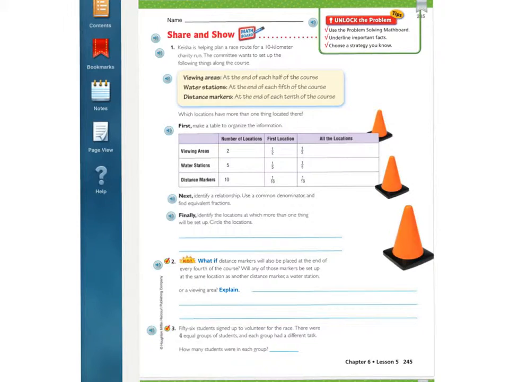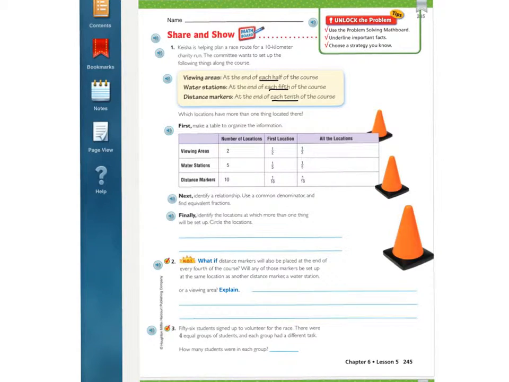Sharon's show. Keisha is helping plan a race route for a 10-kilometer charity run. The committee wants to set up the following things along the course. Viewing areas at the end of each half of the course. There will be water stations at the end of each fifth of the course, and distance markers at the end of each tenth of the course. Which locations have more than one thing located there?